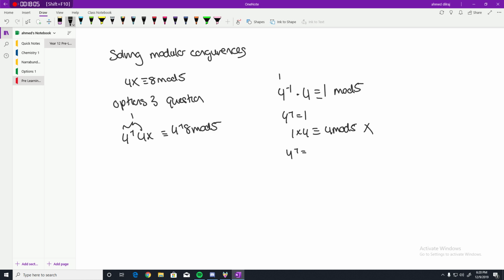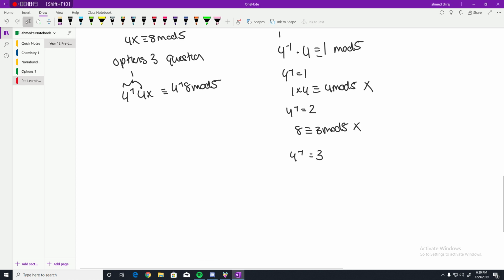If we say 4 inverse is 2, then over here we get 8, which is congruent to 3 mod 5, right? So that's definitely not it. If we say 4 inverse is equal to 3, then we get 4 times 3, 12, which is congruent to 2 mod 5. And if we say 4 inverse is equal to 4, we get 16, which is congruent to 1 mod 5. So we know that 4 inverse must be 4. So 4 is a self-inverse basically.